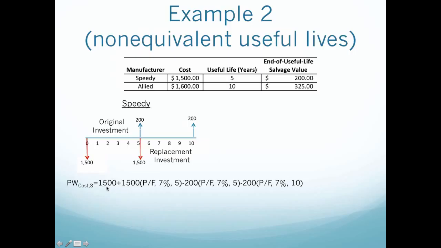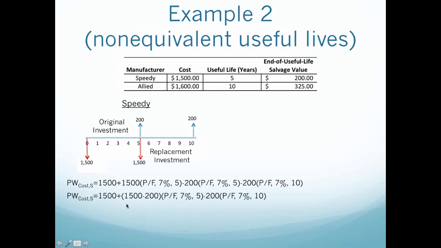Okay, so I'm going to say my present value or my present worth of my costs for the Speedy manufacturer is going to be $1,500. So once again, notice I didn't have to convert that because it's already a present value, plus $1,500, that's a future value that I want to convert to a present value. That is at 7% and that is occurring 5 years from now. So that's what a future value means. Then I subtract off the benefit because I'm looking for a cost. So I subtract off $200, which is a future value, and I want to convert to a present value, and that is 5 years away. Then I subtract off 200 again and convert that 10 years away.